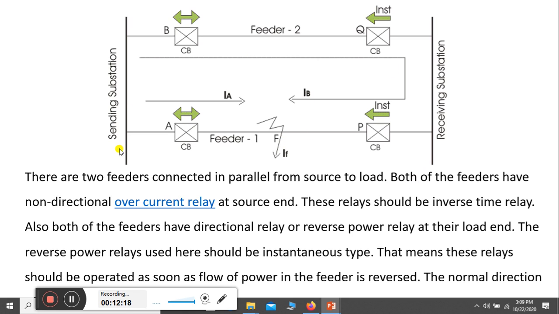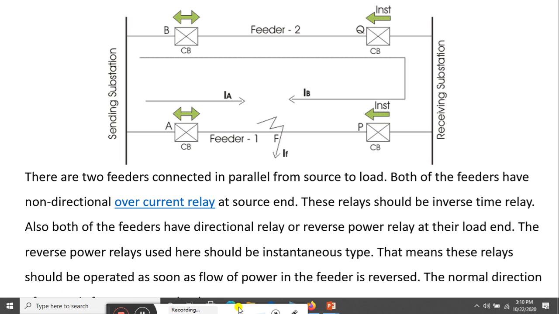The same thing has been explained here: there are two feeders connected in parallel from source to load. Both of the feeders have a non-directional overcurrent relay at the source end. These relays should be inverse time relays. Also, both of the feeders have a directional relay or reverse power relay at their load end. The reverse power relay used here should be of the instantaneous type. That means these relays should operate as soon as the flow of power in the feeder is reversed.